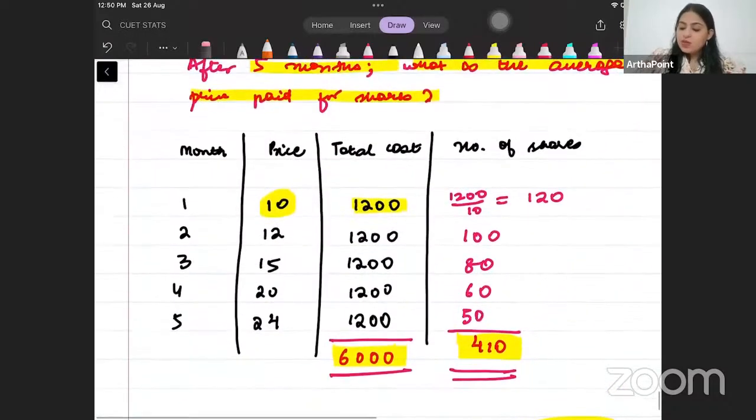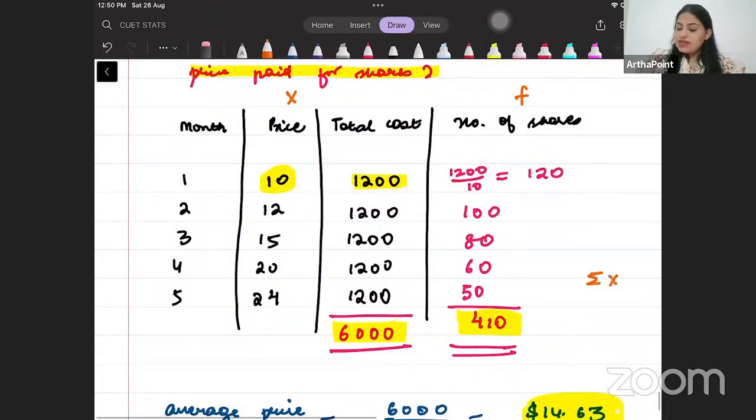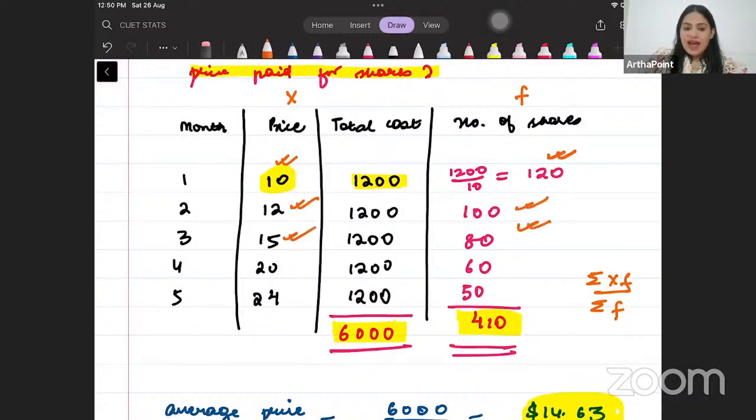So अगर मैं price को X लेती, if I would have taken this as X and this as frequency, so I would have done what? Summation XF by summation F. But summation XF ही तो 6,000 ये हो रहा है. So this is X, this is F, this is 1200, this is also 1200, this is also 1200. So if I add that, यही वो ये XF ही तो है. This is already given to me, right? So it's the same thing.